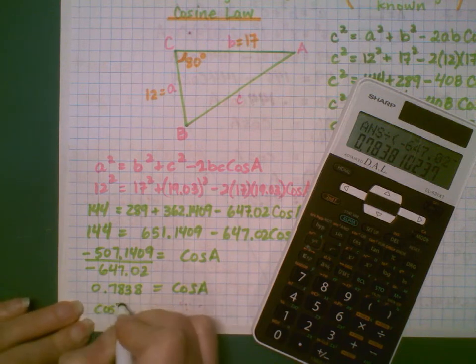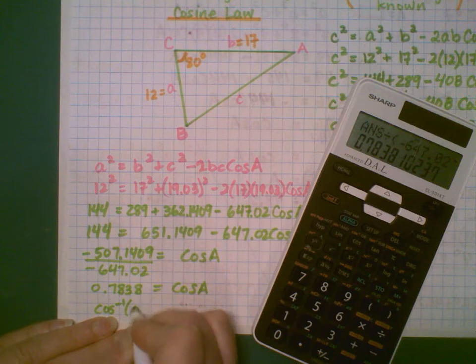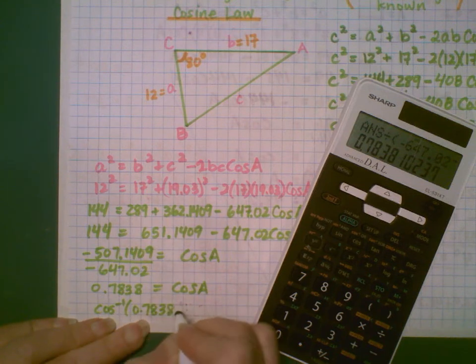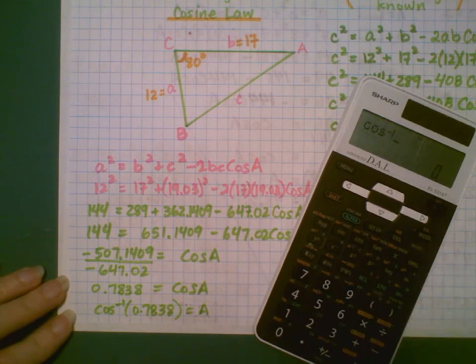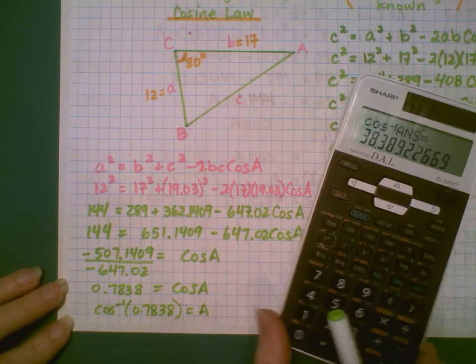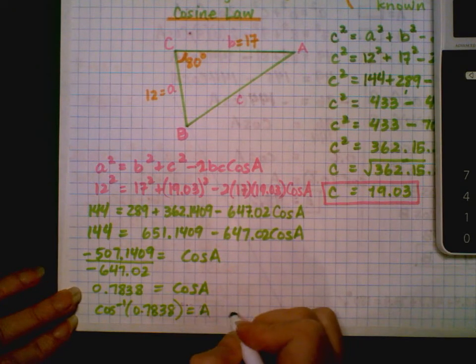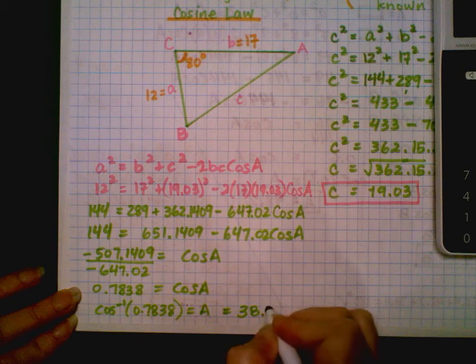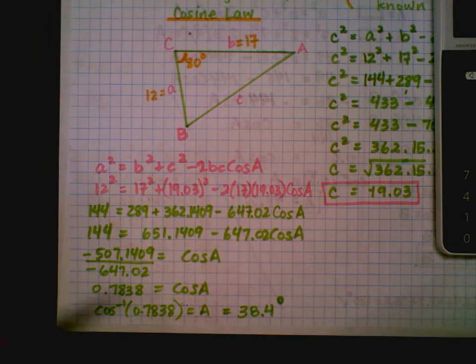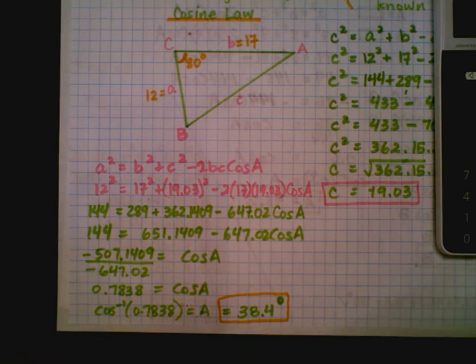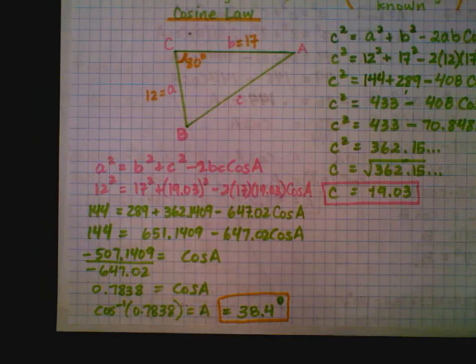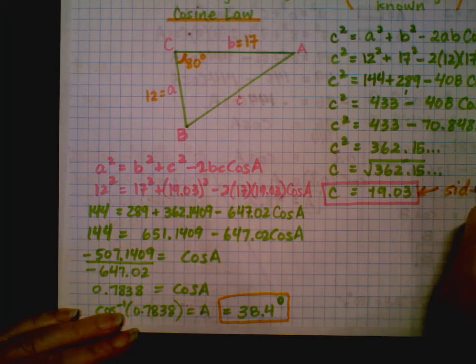Use arc cosine, or second function cosine, of that decimal value to find the measure of angle A. So second function cosine of that answer is 38.4 degrees. So this is the angle measure. This is a side that we found previously.